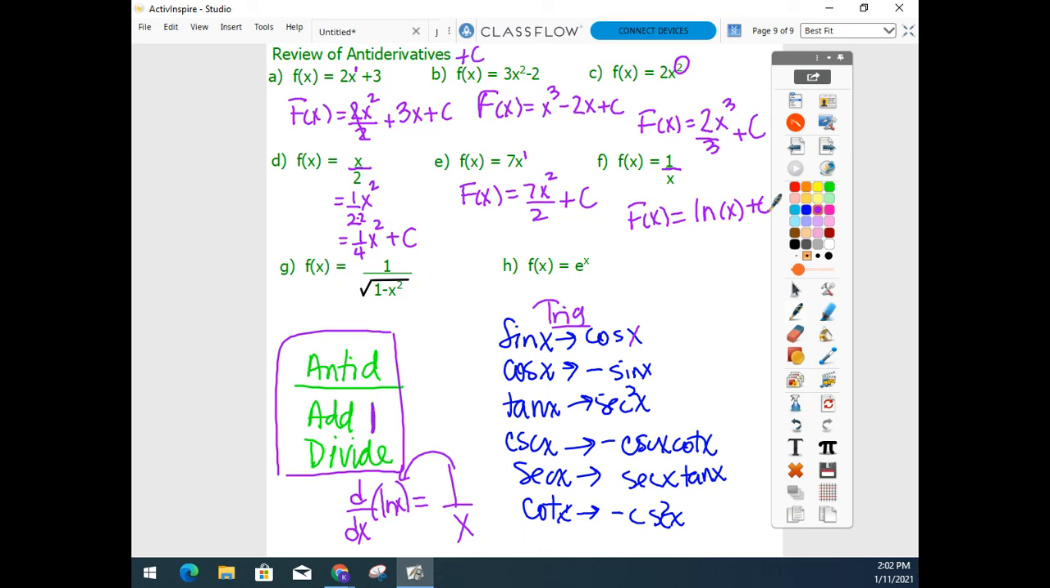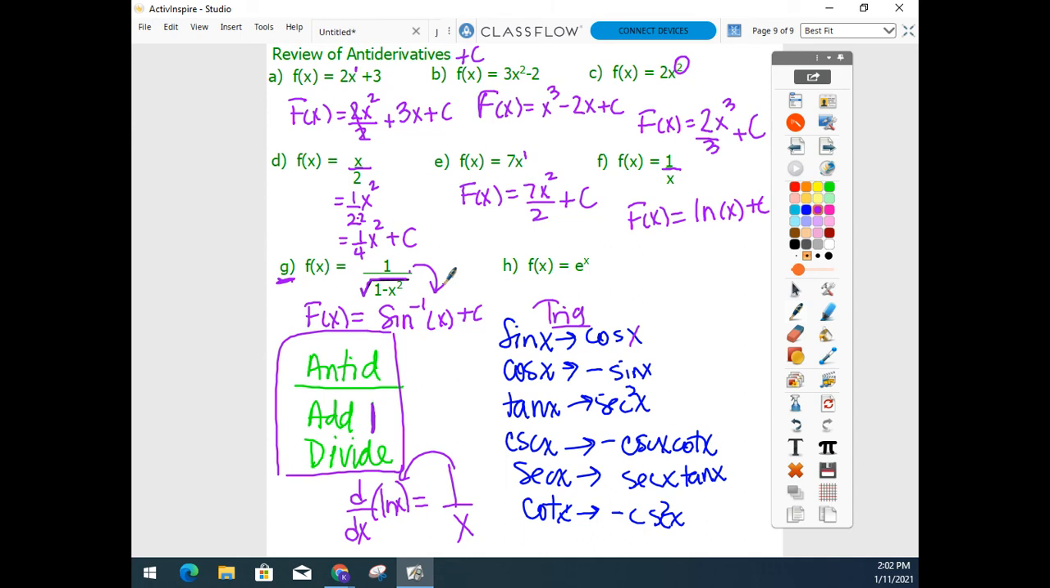F of x is the hardest one, or g of it, part G, this next one. So do you remember one that had the square root in the denominator? Does it ring a bell that it's going to be one of your inverse trig functions? These are your hard ones. This is sine inverse of x plus c. Because the derivative of sine inverse of x is 1 over the square root of 1 minus x squared. The antiderivative of that is sine inverse.